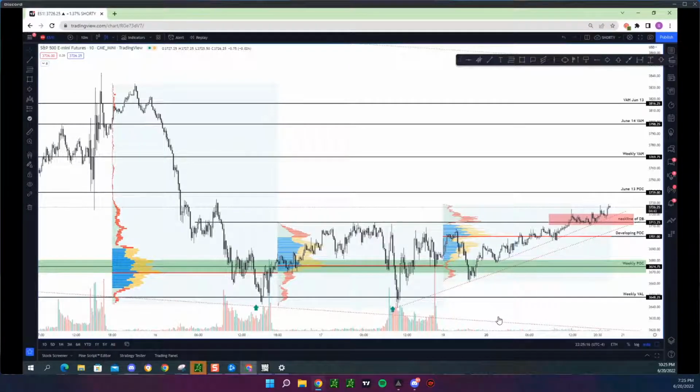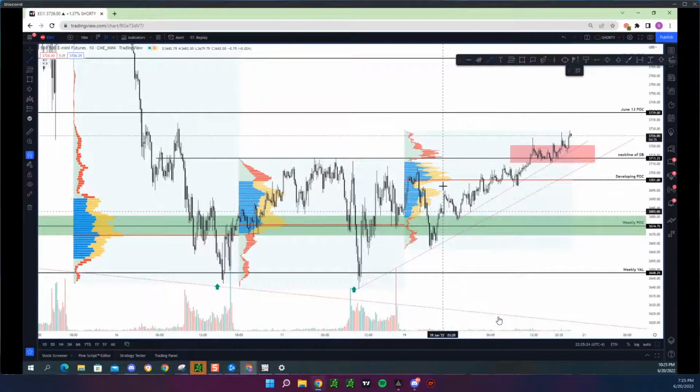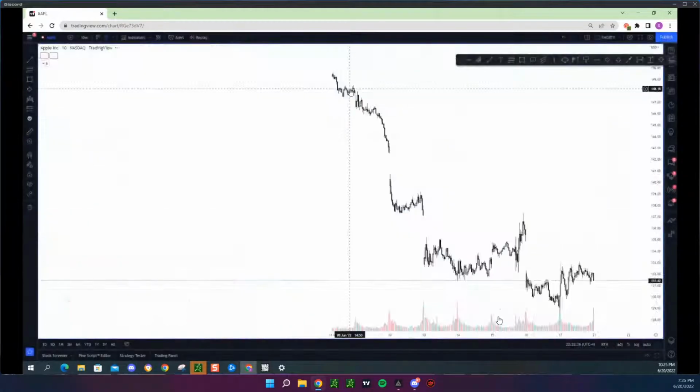What else we got? What else you guys want to look at? Apple, please. Let me just finish this guy here. All right, let's take a look at Apple.